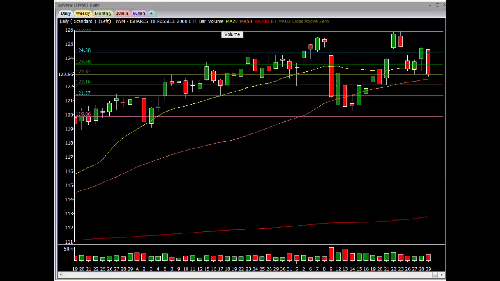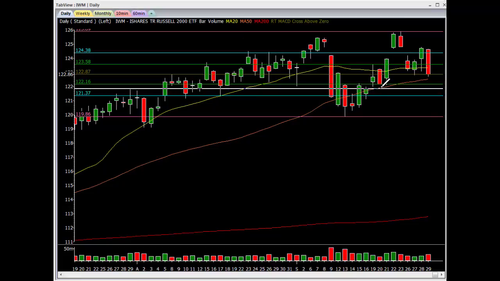But like I said, we're going to take this one day at a time. I have no idea what they're going to do, but if they don't want to deal with this support, they're going to gap it below and keep this thing going. If they want to bounce it, they're going to try to gap it up above this green line, 123.58, and try to keep this thing going. But right now, that was a pretty ugly reversal today, guys.